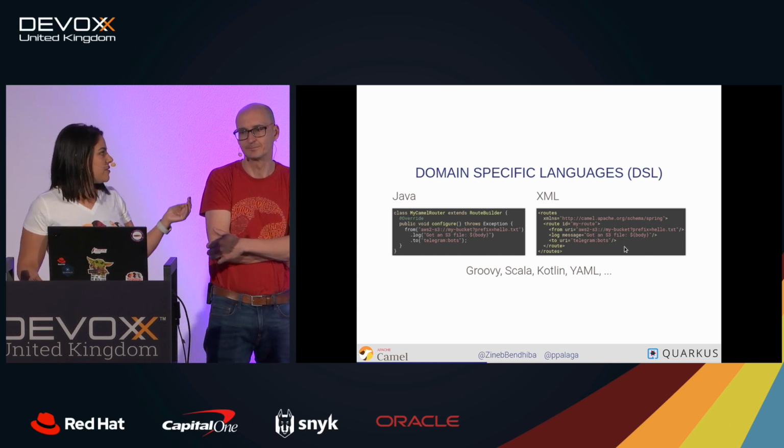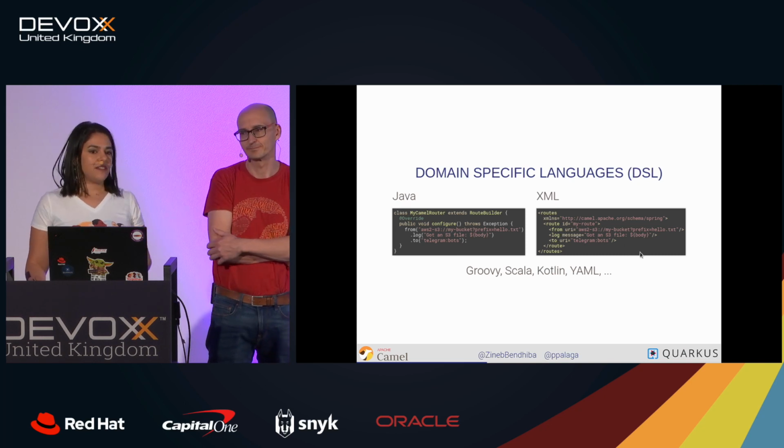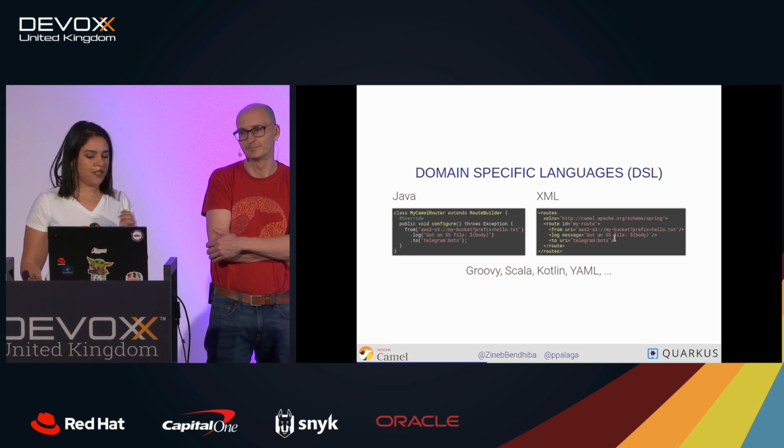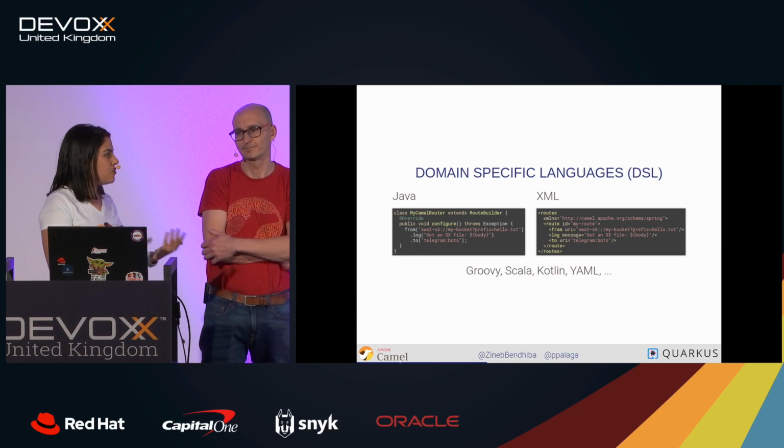What we wanted to showcase here is that from Java to XML, the keywords are the same. So if you are using YAML or Groovy or Scala, you're going to have the same keywords, and it is very intuitive, and this is only what we need to do for this route.